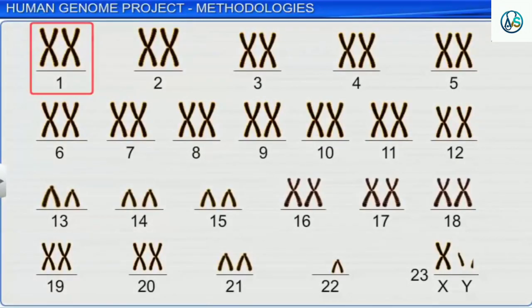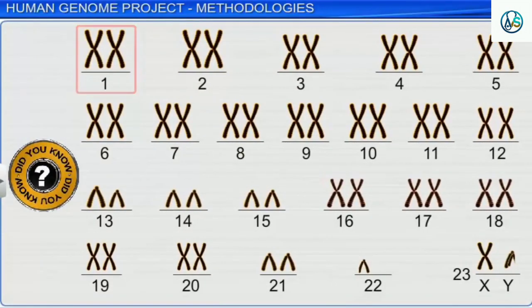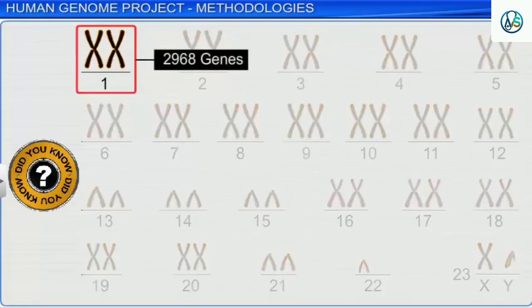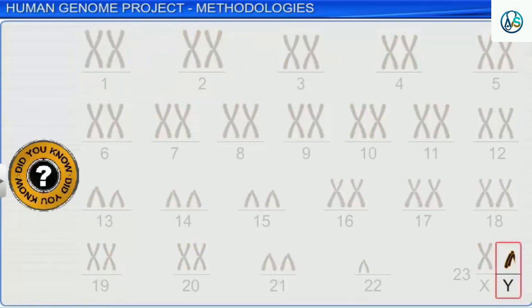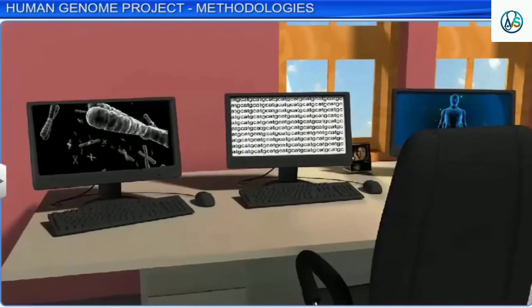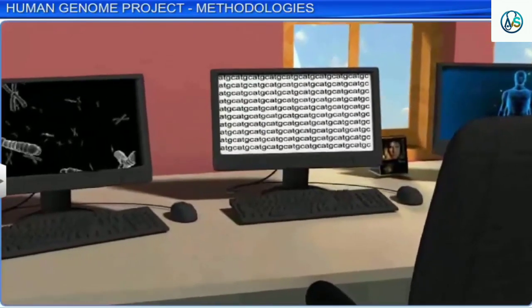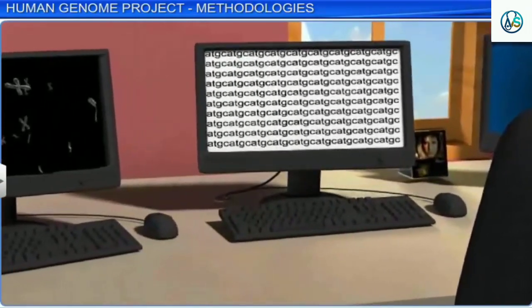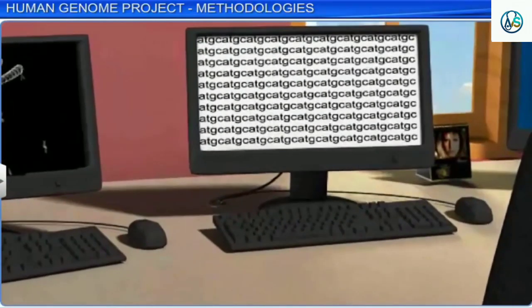Did you know that chromosome 1 has the most number of genes? That is 2,968, whereas chromosome Y has the least number of genes, only 231. These challenging tasks would not have been possible if advanced genetic engineering methodologies had not been put forth by the HGP, consequently paving the way for useful biological research.